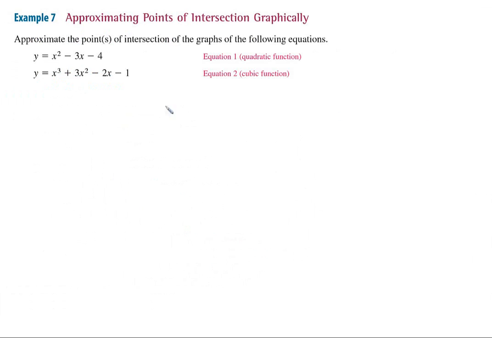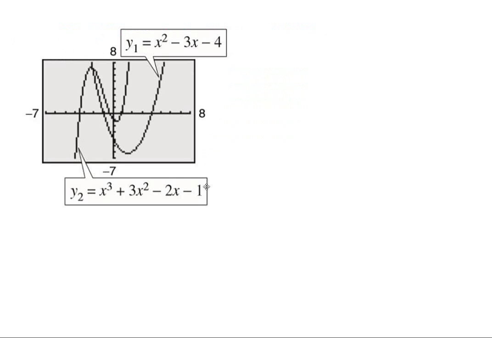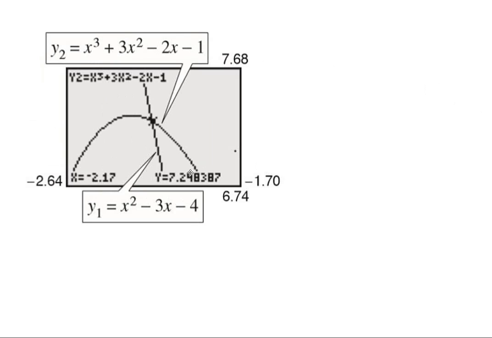Alright, so the next example, we're trying to find the intersection of these two graphs right here. So let's graph them, okay? We graph the two functions, and it looks like they intersect right here at this point. You might want to zoom in a little bit to find out what that value is. You kind of don't have to, but use the intersection feature of your graphing calculator to find the x and y values of the intersection. So if we do that, where they cross right here, x is negative 2.17, y is 7.24, so these would be the coordinates of your intersection.